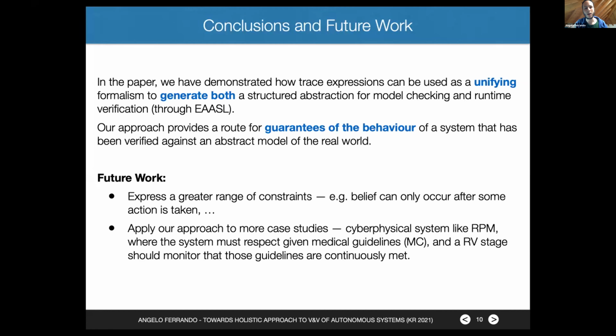For future work, we are planning to express a greater range of constraints. The three kinds of constraints that I explained to you are the ones that we use in the paper, but we are planning to use more of them. We also are planning to apply this to more case studies, because one is the example with the cruise control, and we also presented one with a robotic scenario with a simulation of the Curiosity rover, but we're also planning to apply it to more of them.